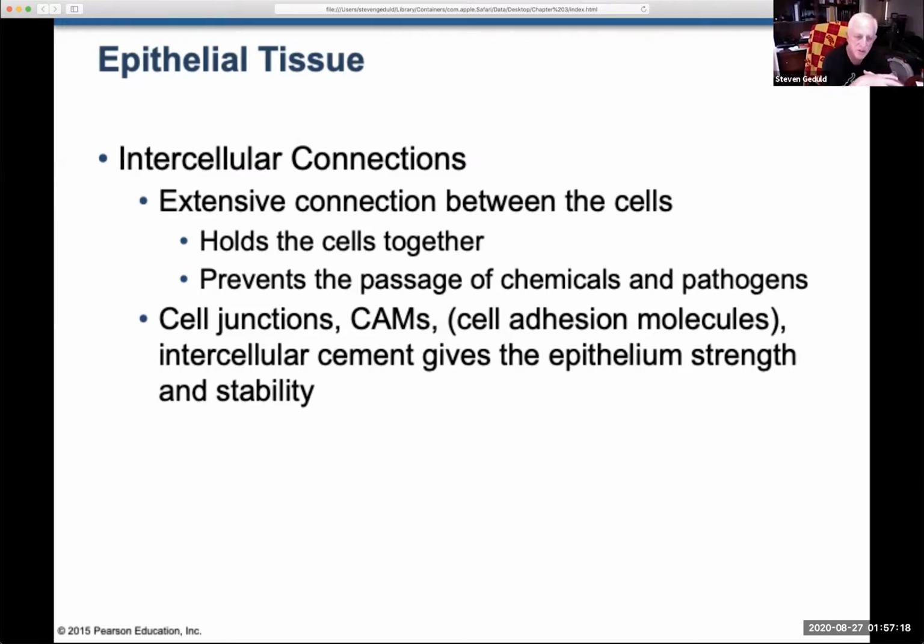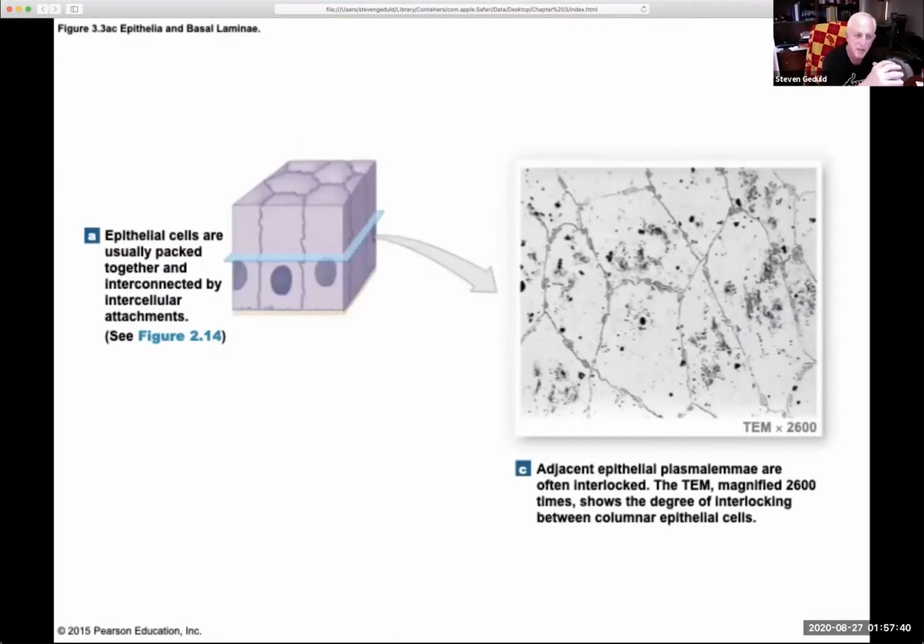The cell junction, we use the CAMs. Remember, those are like the little zipper molecules that line up and interlock. Those are cell adhesion molecules, and the intercellular cement holds the epithelial strength and stability. The proteoglycans are your intercellular cement that helps hold together along with the cell adhesion molecules. They help hold all that skin together. And this is how the epithelium is packed together. You can see on the slide here all these layers as they follow the mounds. Those are your cellular adhesions that keep the skin intact and keep everything together.